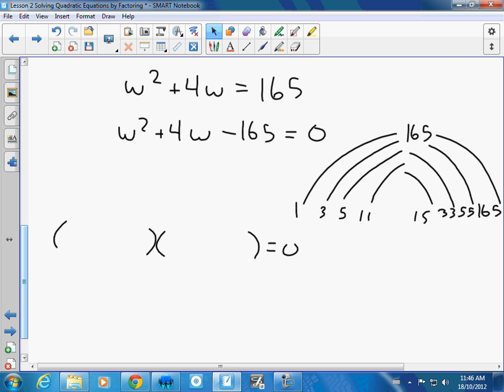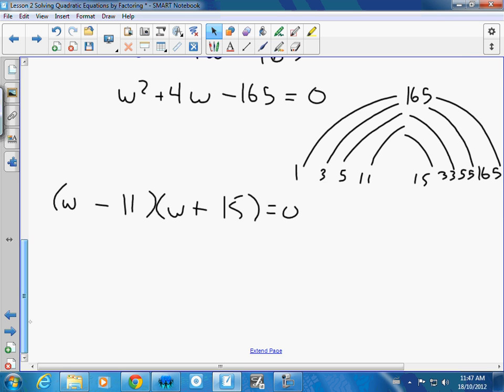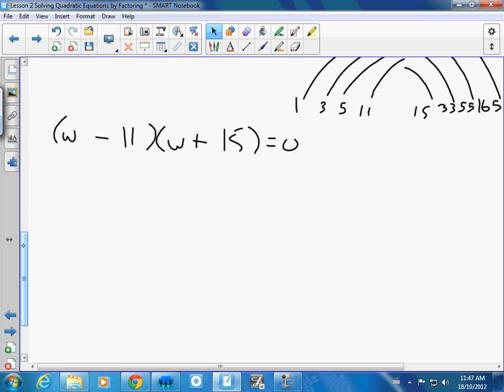Okay, so we want in here, what numbers do we want? 11 and 15, right? These are both W's. Okay, now, the number in front of 165 is negative, which means our signs are different. We want it to be positive 4, so where does the plus go? In front of the 15 or the 11? It's 15. Okay.